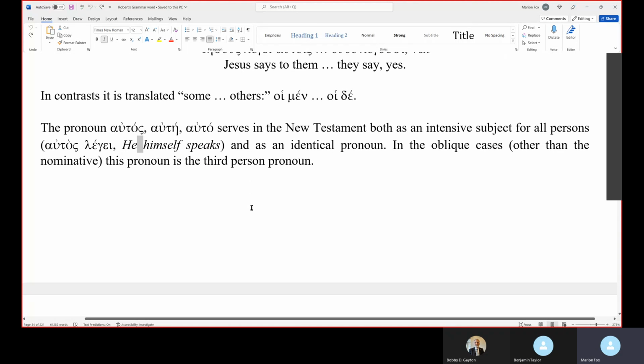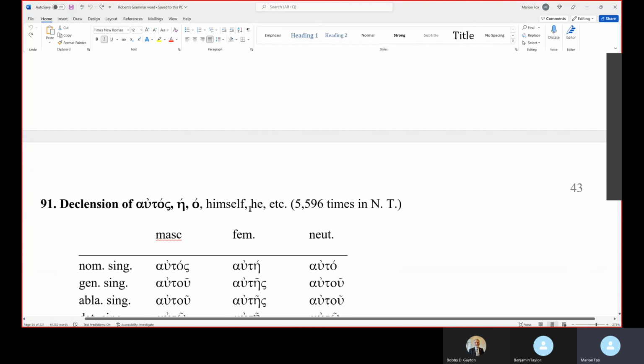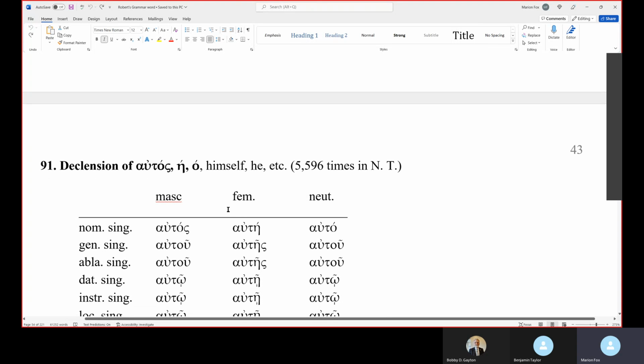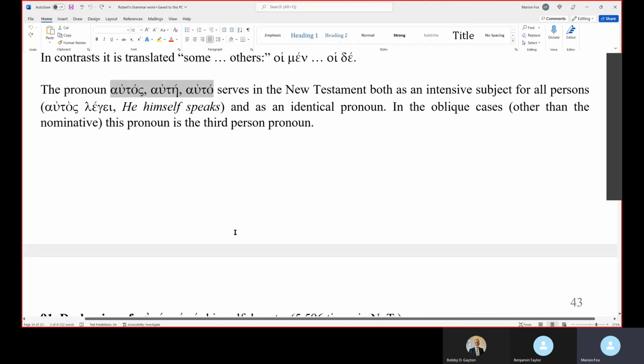Now we have a reflexive pronoun, and we'll get to that later. But this intensifies it. Now autos: the os ending is masculine. You drop that and put an eta there, and that makes it feminine. You drop the os and put an omicron, and you have neuter. Let's go back and look at them. That shows all three forms right here. That's what they're trying to depict right here.